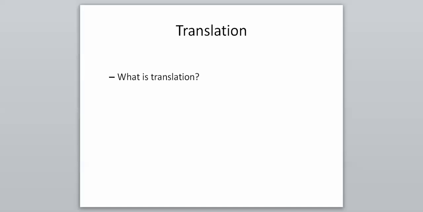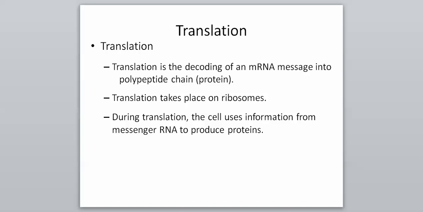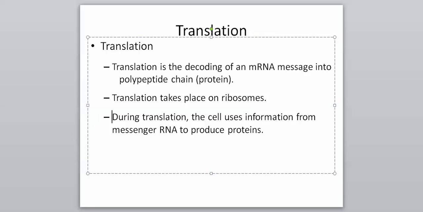So translation is the decoding of an mRNA message into a polypeptide chain, or simply protein, and it will take place on ribosomes. If you remember, going way back to one of the first chapters, their function was the synthesis of proteins. Now we're going to take an in-depth look at how that actually occurs. Probably the easiest definition of translation to understand is that during translation the cell uses information from messenger RNA to produce protein. So that's what you're going to need to know for translation.